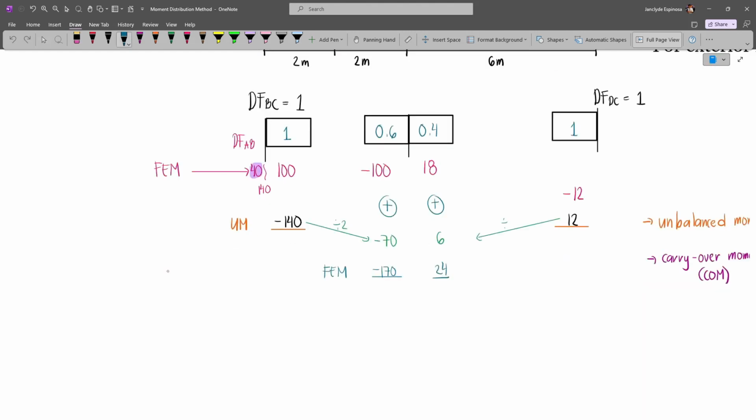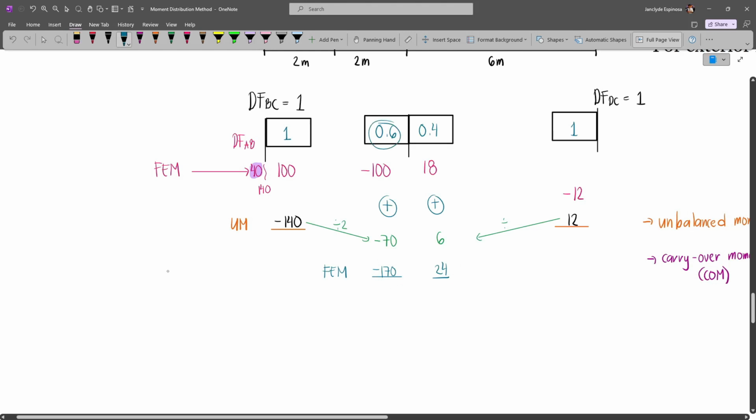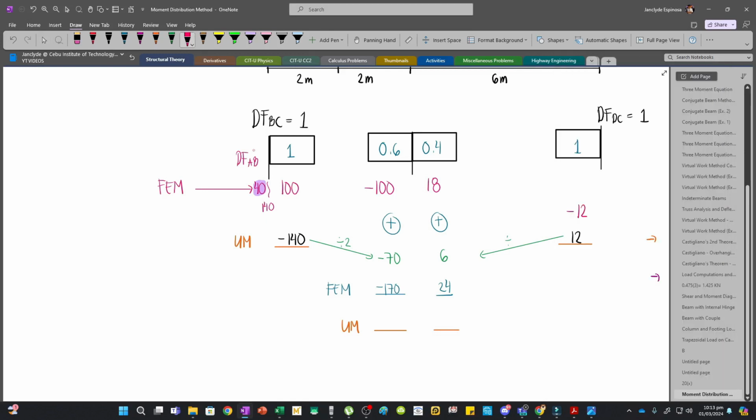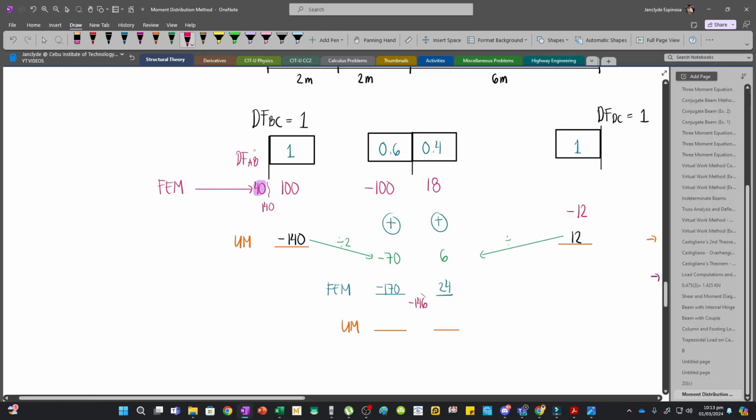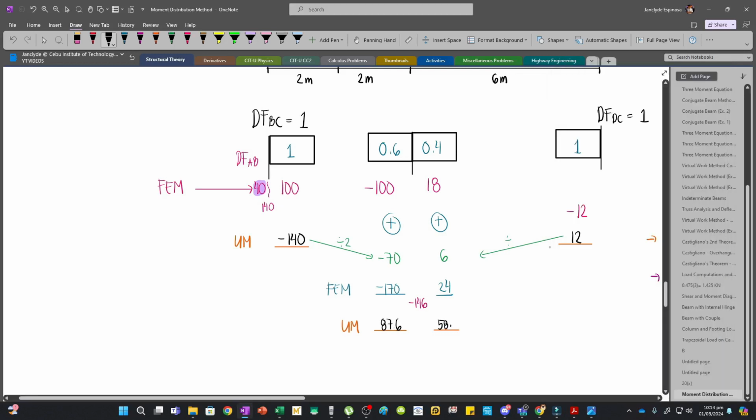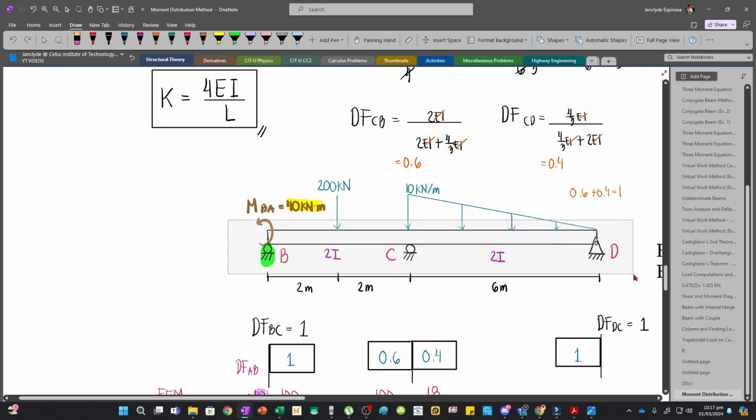And then essentially, we'll add both of these and then multiply by df so that we can get the unbalanced moment. So we have two unbalanced moments for this one and this one. Now this will be minus 170 plus 24, that will give us minus 146. So this is minus 146. So minus 146 times 0.6, that'll give us minus 87.6. And so we have minus 146 times negative 0.6, that'll give us 87.6. So 87.6. And then multiplying by negative 0.4, we have 58.4. So this is 58.4.